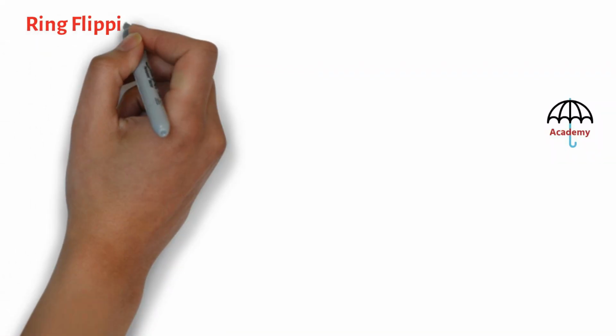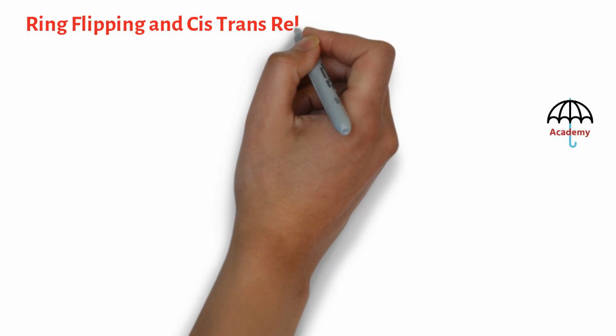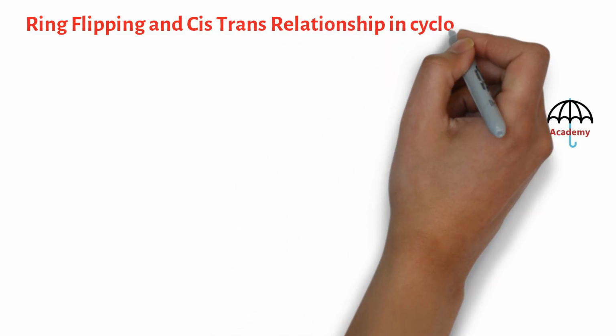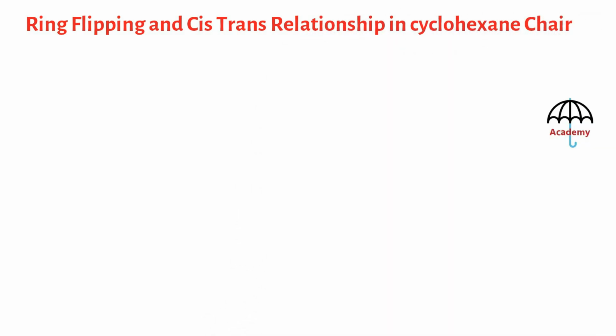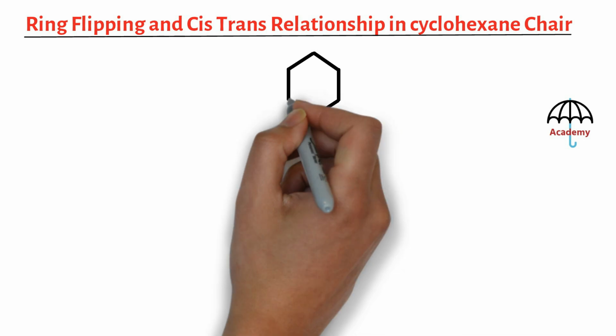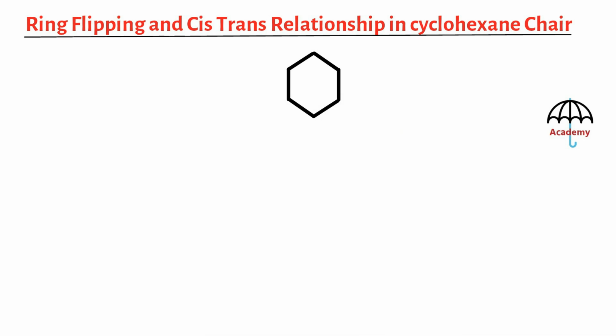In this lecture, we will discuss ring flipping and cis-trans relationship in cyclohexane chair conformation. First, we will learn a shortcut to draw the cyclohexane chair. Consider this planar form of the cyclohexane. I am marking each carbon with a different color dot. You can instead number these carbons.